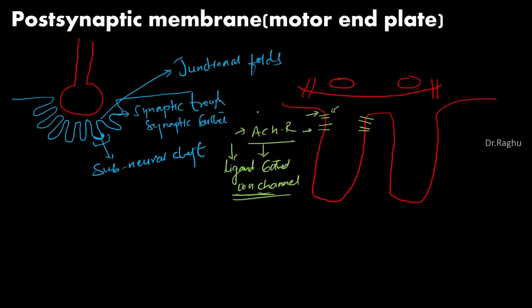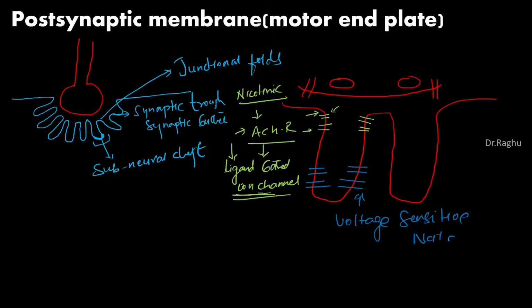The type of acetylcholine receptor which is present here is called the nicotinic acetylcholine receptor. We have one more variety which is called the muscarinic acetylcholine receptor, but in the neuromuscular junction we have the nicotinic acetylcholine receptor. So where are acetylcholine receptors present? They are present at the mouth of the subneural cleft. When we go deeper down into the subneural cleft, we see the presence of voltage sensitive sodium channels. That means they are going to open whenever there is a change in the voltage.